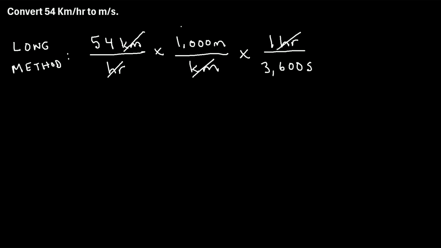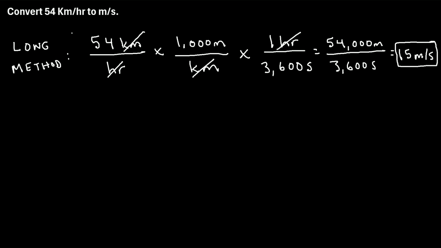So to solve this, all we have to do is multiply the values in the numerator. So 54 times 1,000, that's just 54,000. And that's in terms of meters. And we're dividing that by, in the denominator, we have 3,600 seconds. So if you do 54,000 divided by 3,600, that turns out to be 15. And our units are meters per second. So 54 kilometers per hour is equal to 15 meters per second.